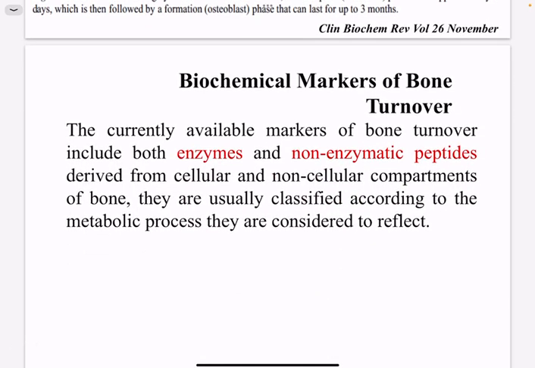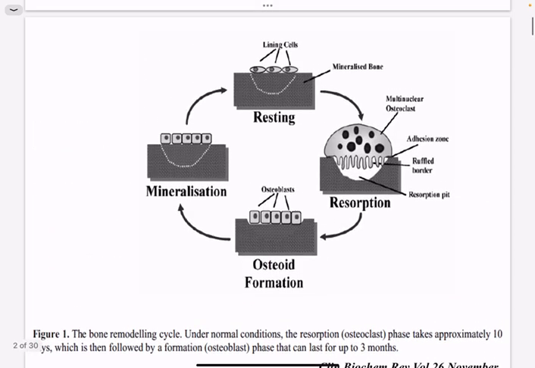So these cells are going to work at another speed, at a different time. If there is a fracture, the osteoblasts work. If there is extra bone growth, the osteoclasts work. So it means that you will have higher function or lower function of these cells.